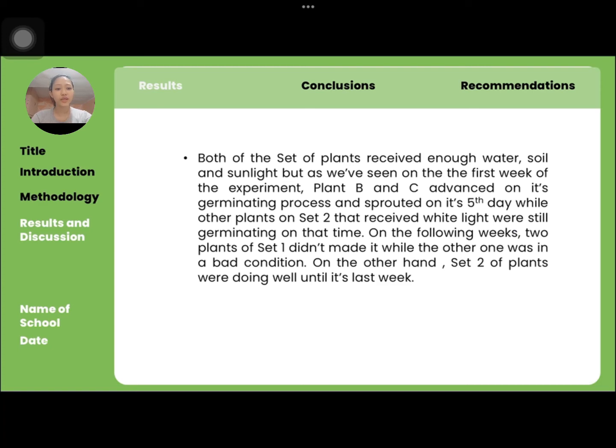On the following weeks, 2 plants of set 1 didn't make it, while the other one was in bad condition. On the other hand, set 2 plants were doing well until the last week.